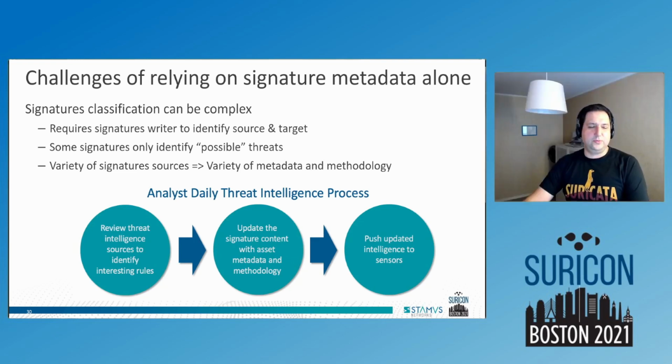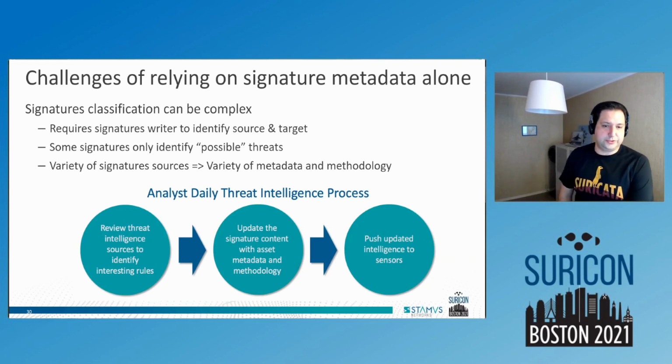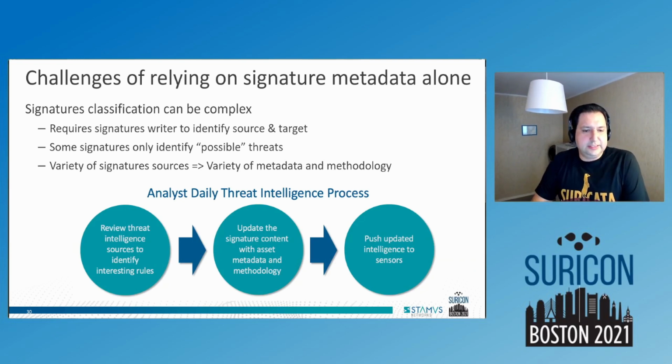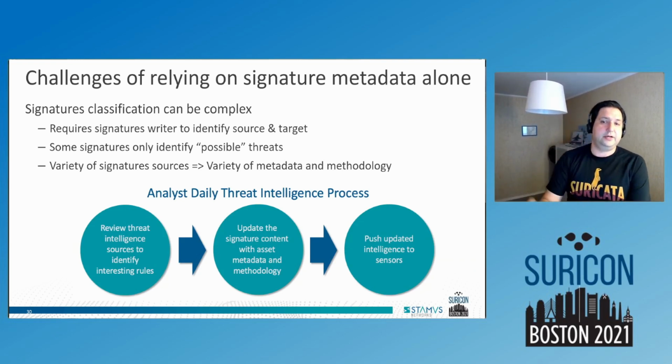Thank you, Eric. So, just to add a couple of small things. Signature classification can be complex. First of all, there's not just one source. There could be many sources. There could be thousands of ways of writing rules, which requires the signature writers to actually add a few more keywords in there that could help.